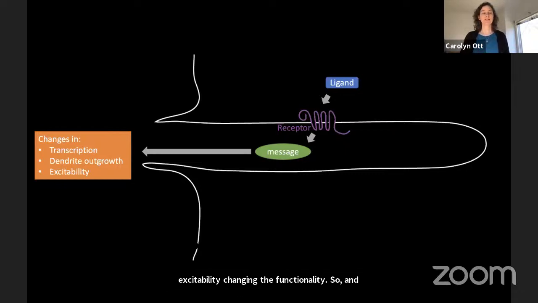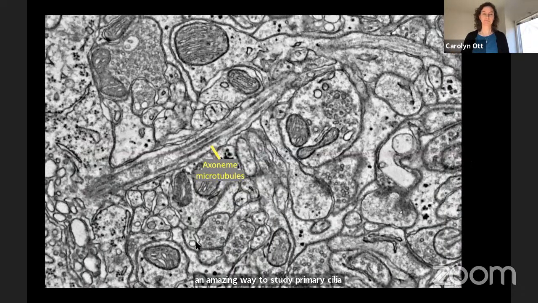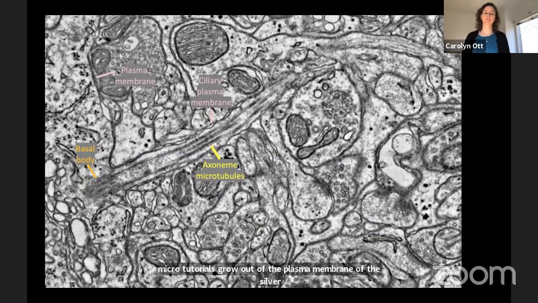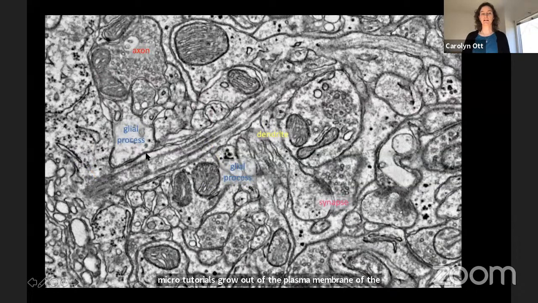And EM is an amazing way to study primary cilia. So here you can see an axoneme, which is the microtubule core, like the support beams of the primary cilium. The basal body is at the base of the primary cilium. This is the centriole that the microtubules grow out of. The plasma membrane of the cilium is continuous with the plasma membrane of the rest of the cell.